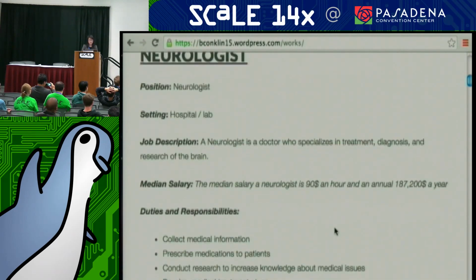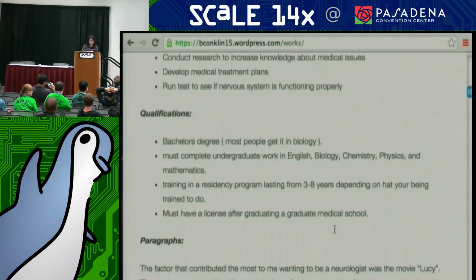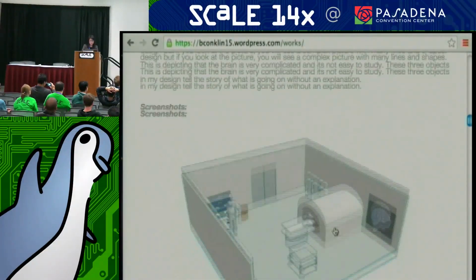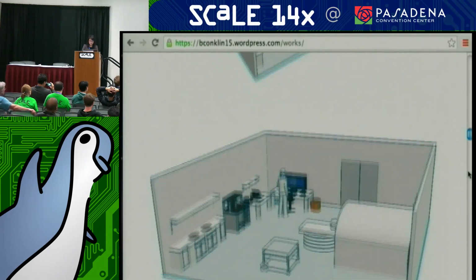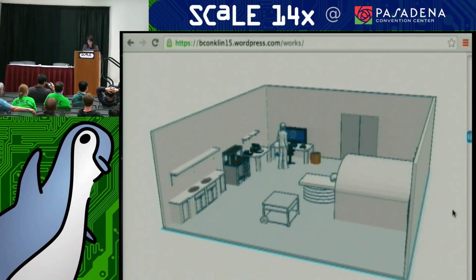So the student would like to be a neurologist who works in a hospital or a lab. And he designed his future career setting, and there he is. That's supposed to be an MRI machine, but the person is not in the correct position.